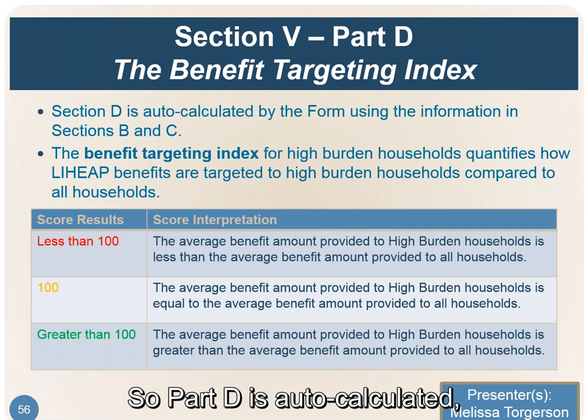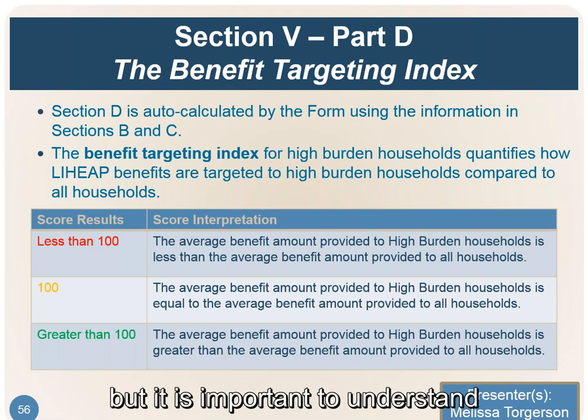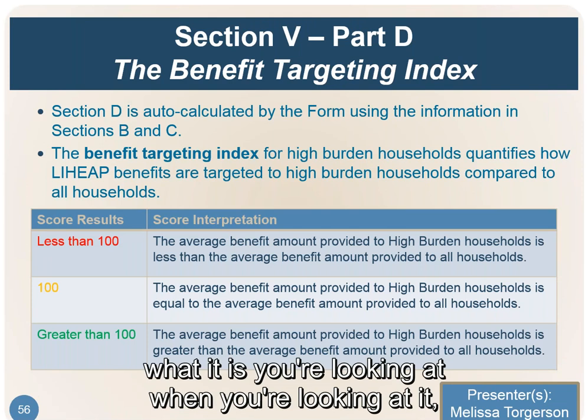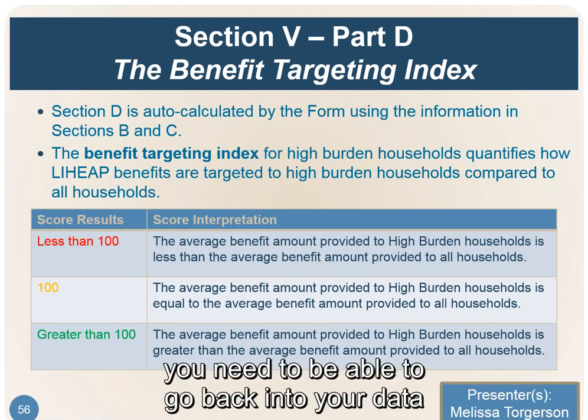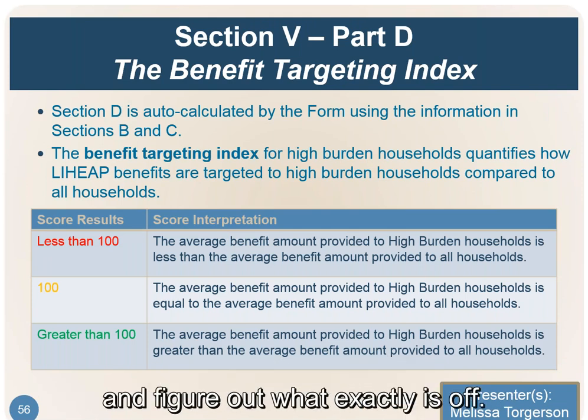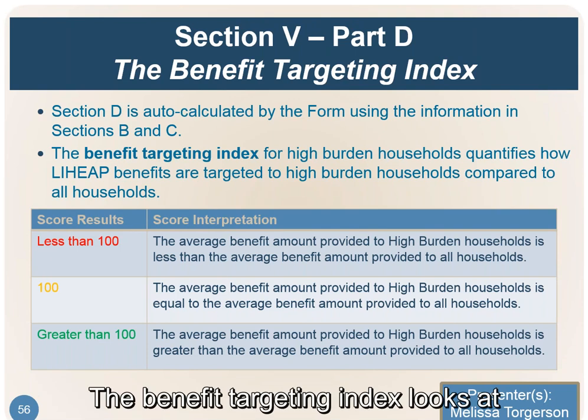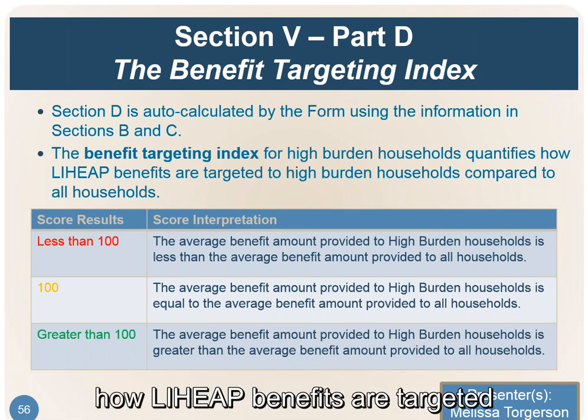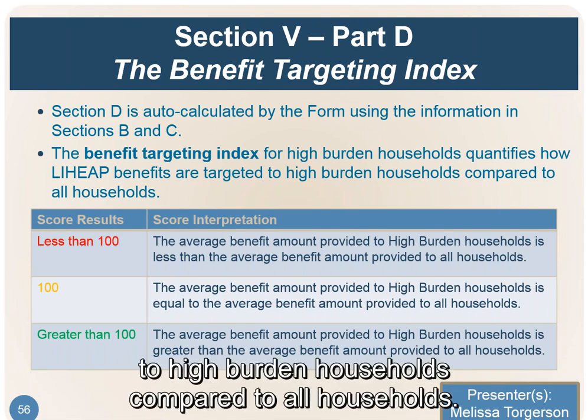So Part D is auto-calculated, but it is important to understand what you're looking at, because if something seems off to you, you need to be able to go back into your data and figure out what exactly is off. The Benefit Targeting Index looks at how LIHEAP benefits are targeted to high-burden households compared to all households.